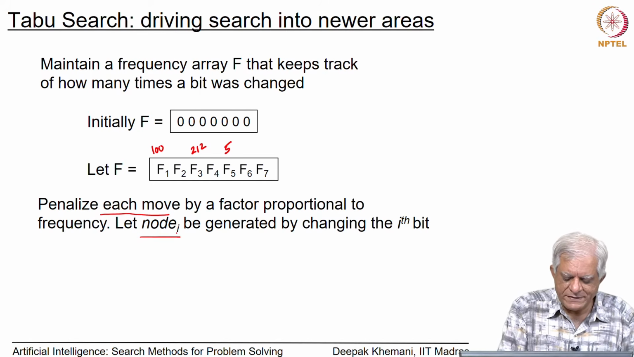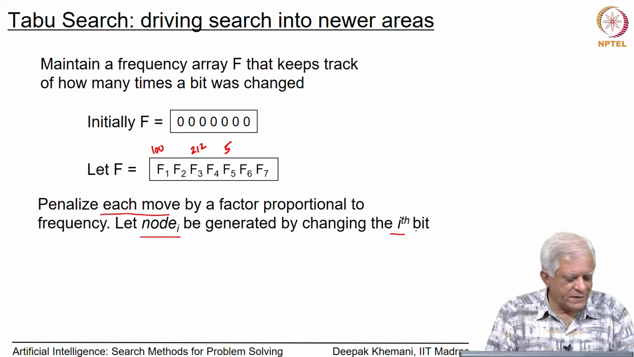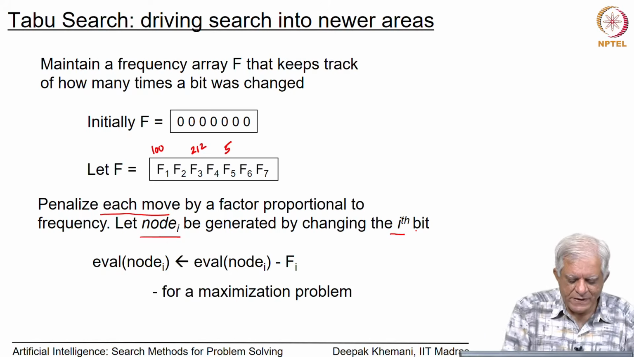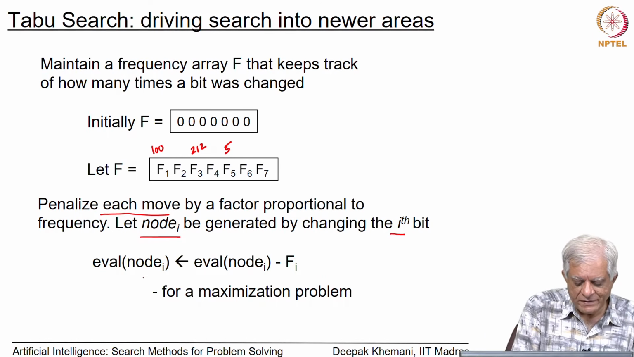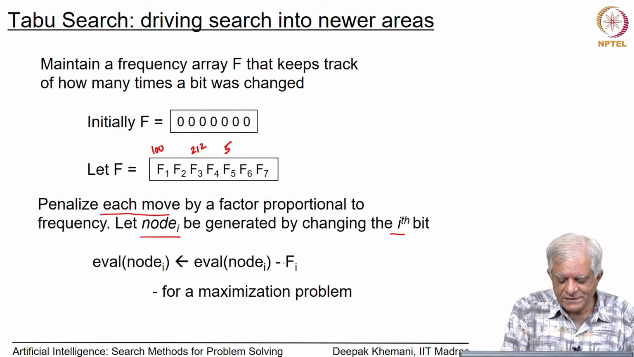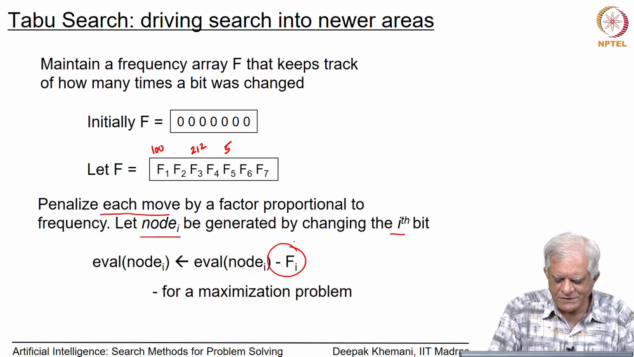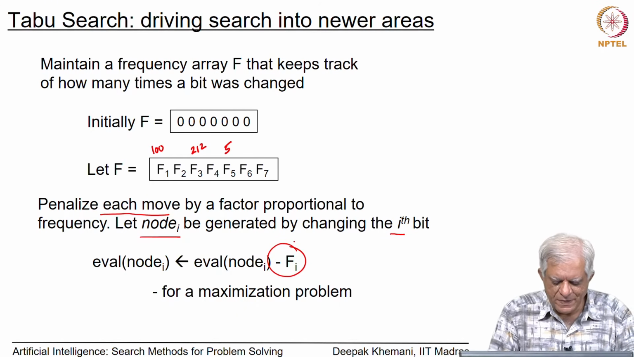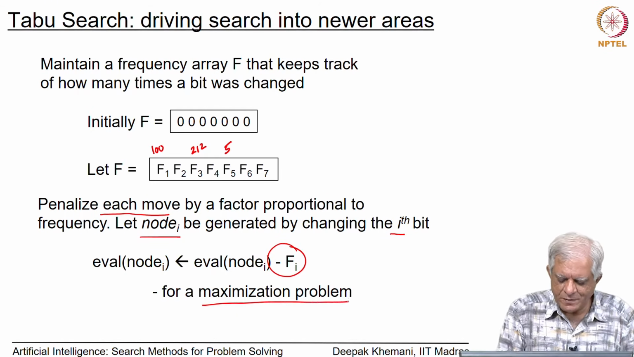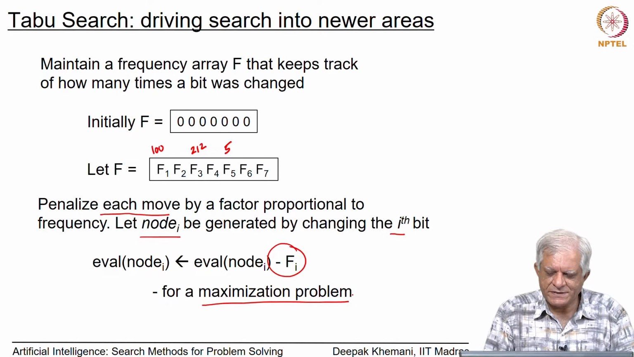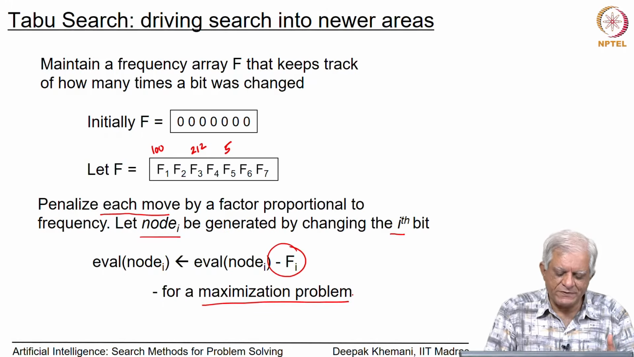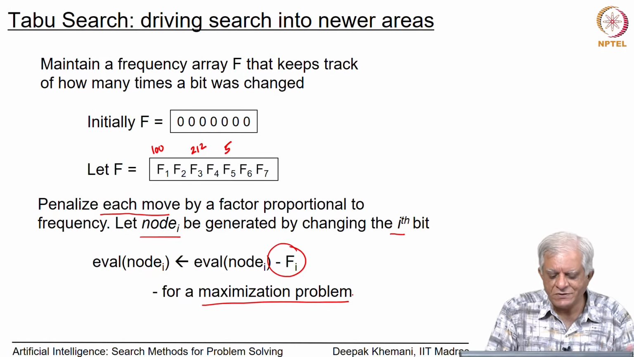So, if node I is generated by changing the ith bit, then you penalize the value of that node, which we are calling an eval value. So, that is the value of this node I, by subtracting the corresponding frequency count, or something proportional to the frequency count, from that value, and this subtraction is for a maximization problem. If you are doing a minimization, you might add something to it, because in minimization large values are bad essentially. So, in this way we are trying to push the search into areas which have not been explored often enough.